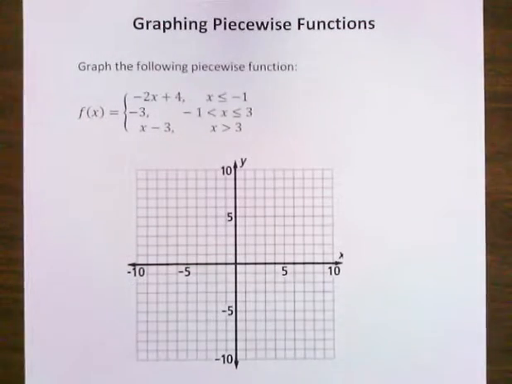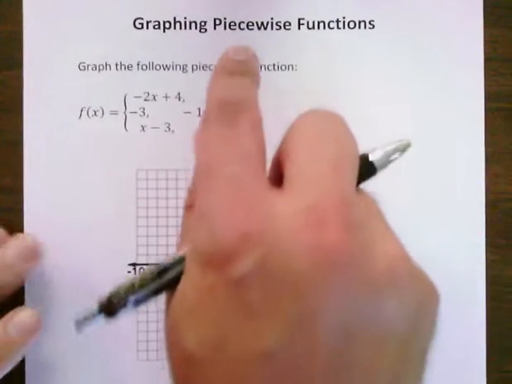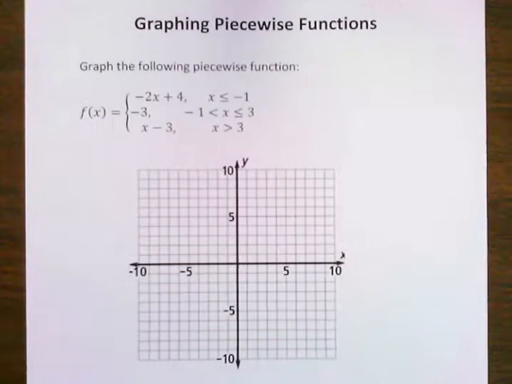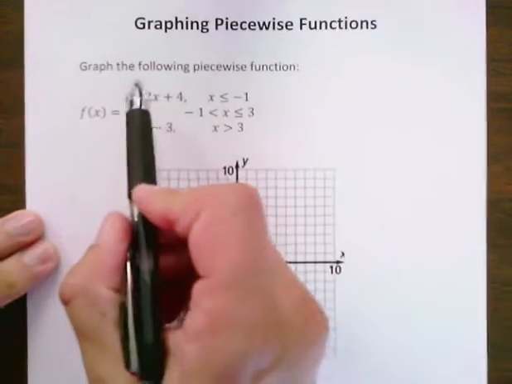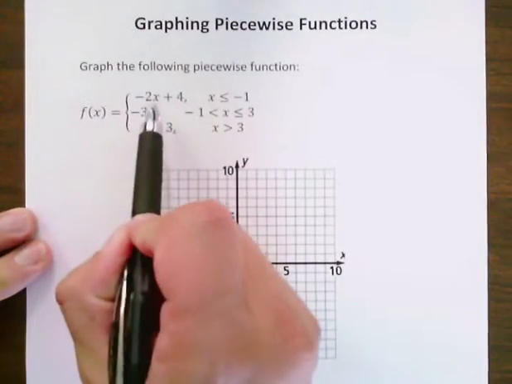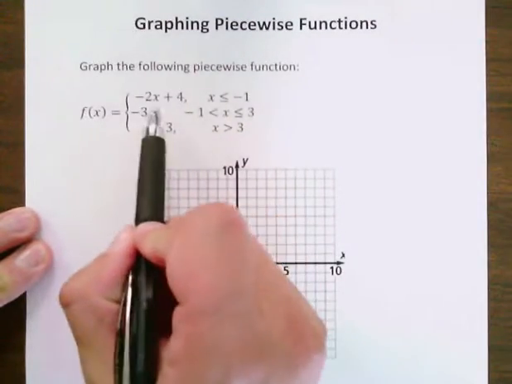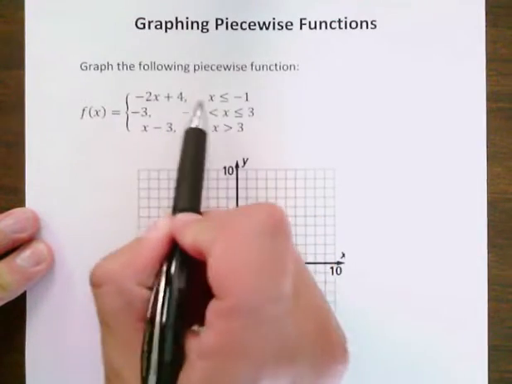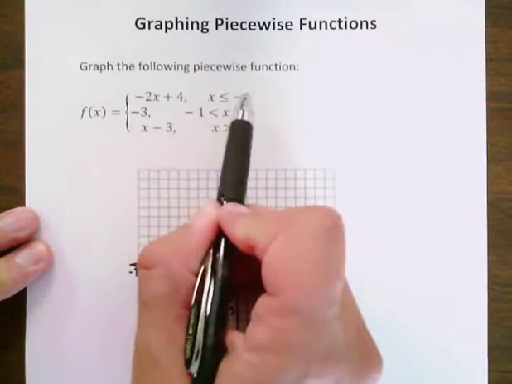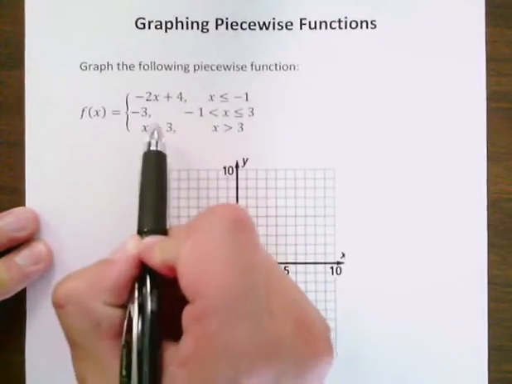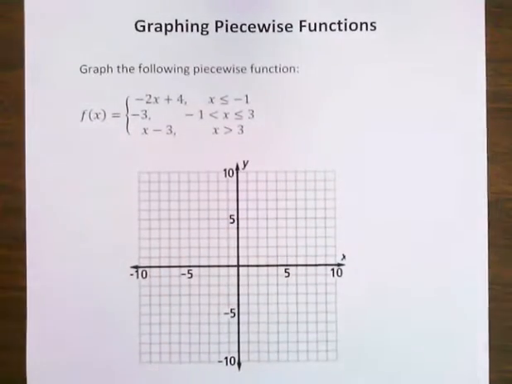Hey everybody, I'm going to talk about how to graph a piecewise function. The name tells you what's going on. A piecewise function has multiple pieces, and together they make a function. We're going to graph the following piecewise function, f of x. We have three rows here, so three lines. I'm going to graph one piece, two pieces, three pieces all on the same graph.